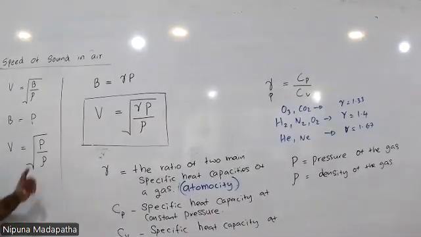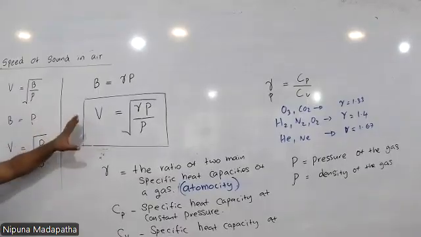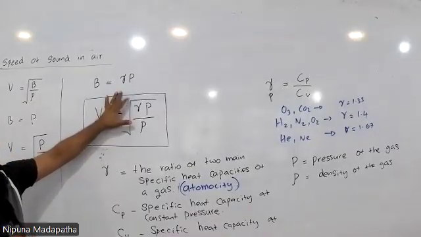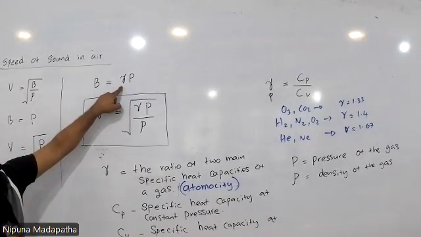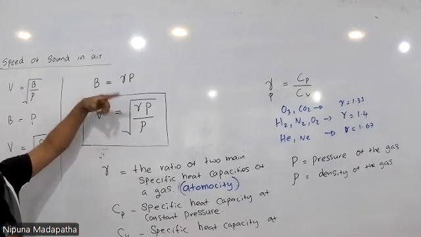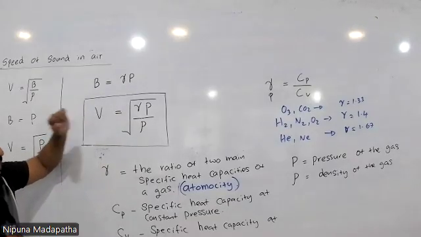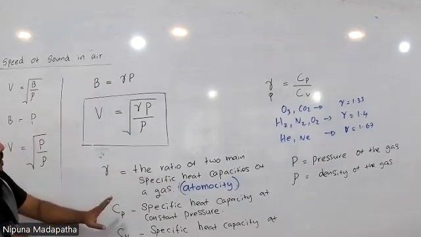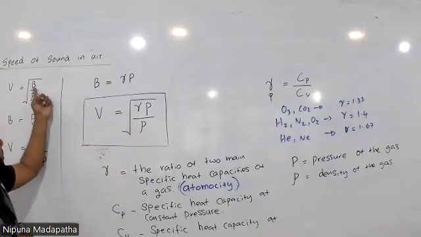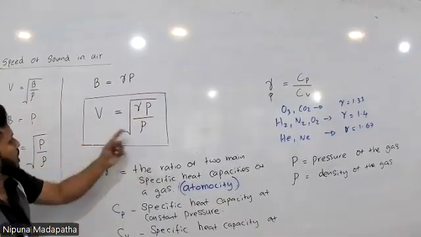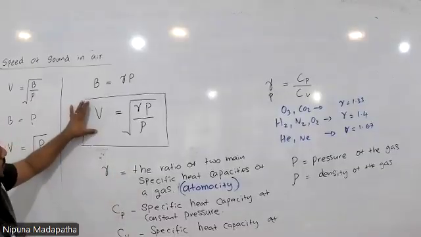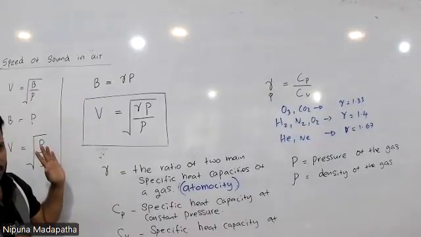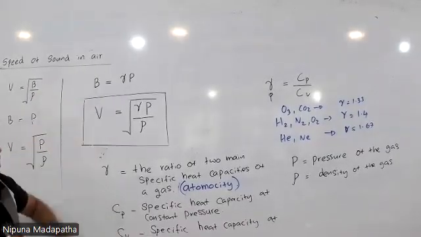So Laplace gave a correction to that, and he stated that the process is not isothermal; it is an adiabatic one. In an adiabatic process, we use the symbol gamma. So the bulk modulus is given by gamma times pressure. So we replace B with gamma times P, then the equation transforms into V equals the square root of gamma P over rho. That's it.